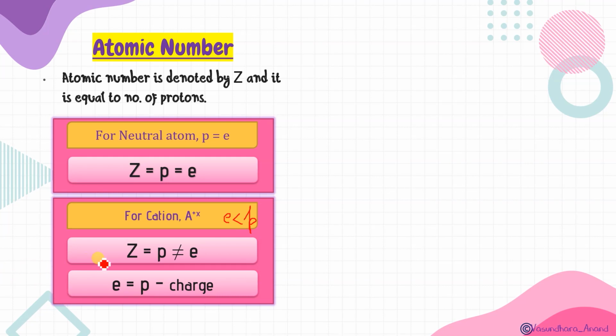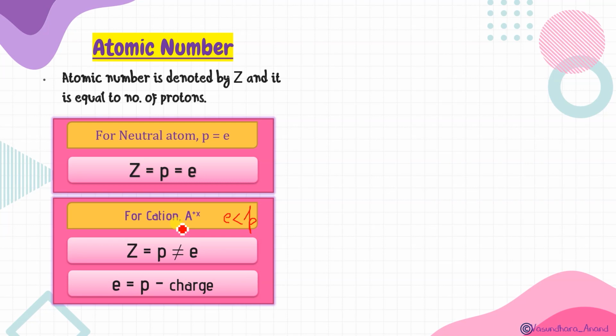Atomic number is always equal to proton. It is not going to change whether it is cation, neutral, anion, whatever. So Z will be equal to proton. A cation is formed by losing the electron. So if it is losing the electron, the final electron will always be lesser than the initial one. The initial one was equal to proton. So how will we find the final electron? Electron will be equal to proton minus x. This x represents how many electrons it has lost. So just subtract this, and you will get the number of electrons currently present in that atom.